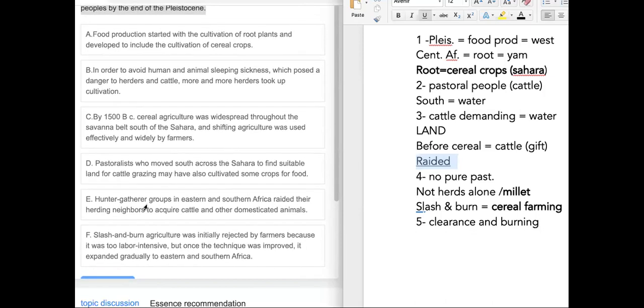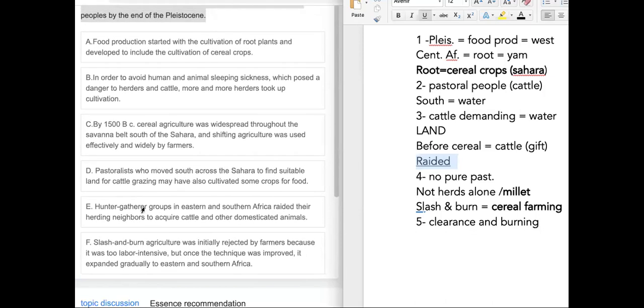I believe I eliminated E, I eliminated F, and I eliminated B because it wasn't mentioned. So as far as main idea goes, A, C, and D would be our correct answer choices for this one, right?